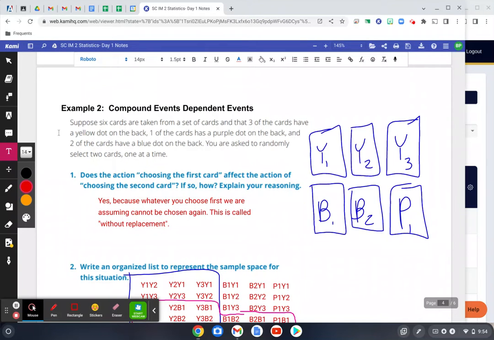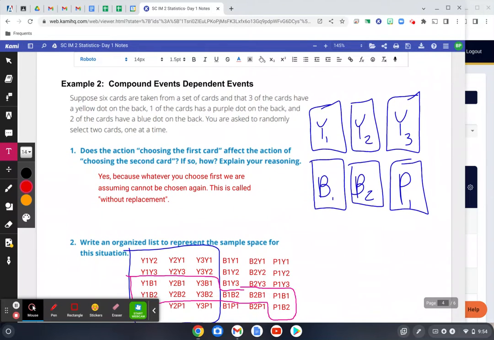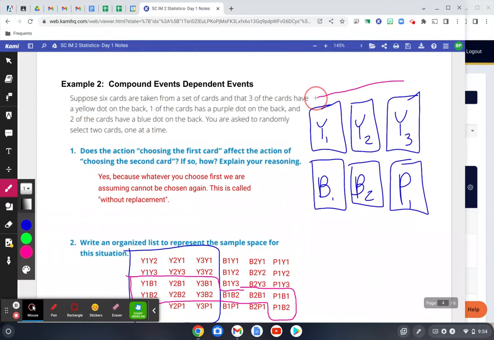I went through and wanted to talk about example 2 from yesterday just a little bit more again because we were a little bit rushed at the end there. What I had done was I put the 6 possible cards up here, right? We have the 3 yellow cards, the 2 blue cards, and the purple cards. So that is 6 cards total. We numbered them to differentiate between the 3 yellow cards because they are separate yellow cards and separate blue cards.